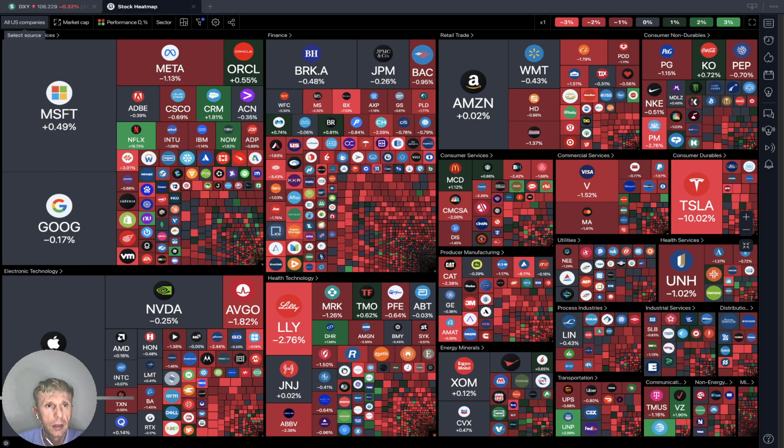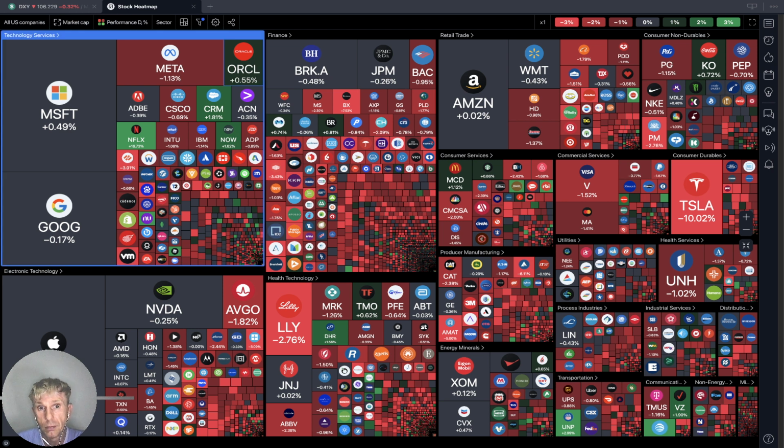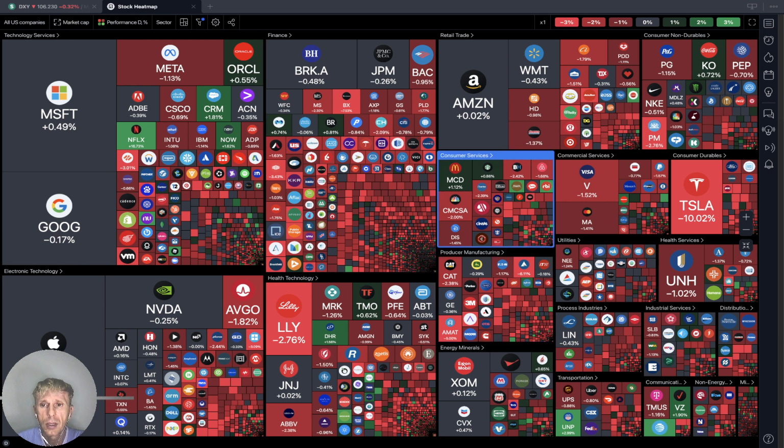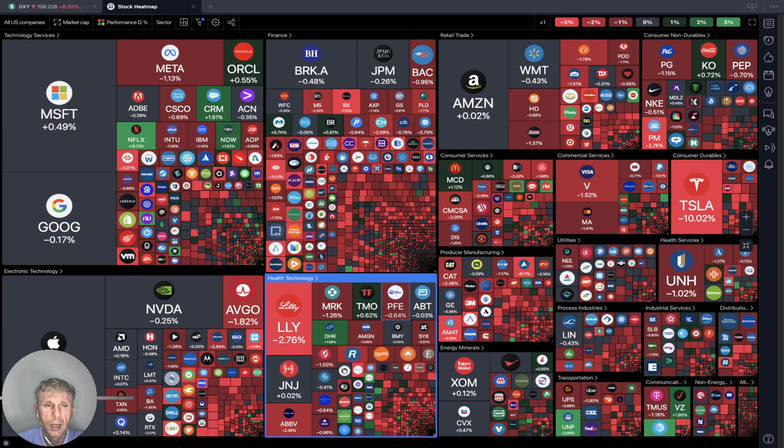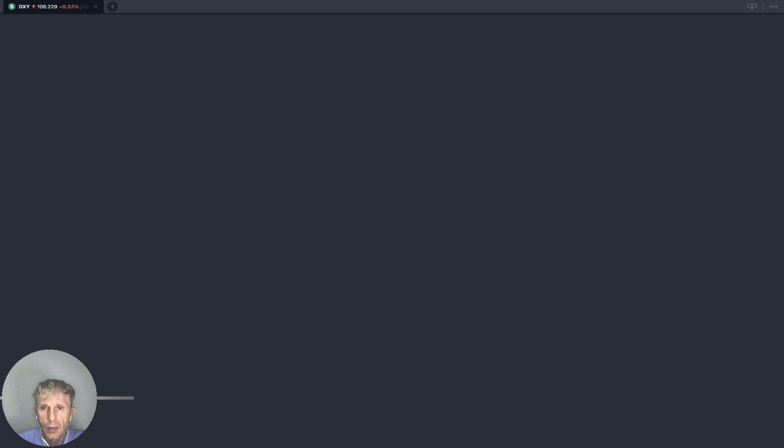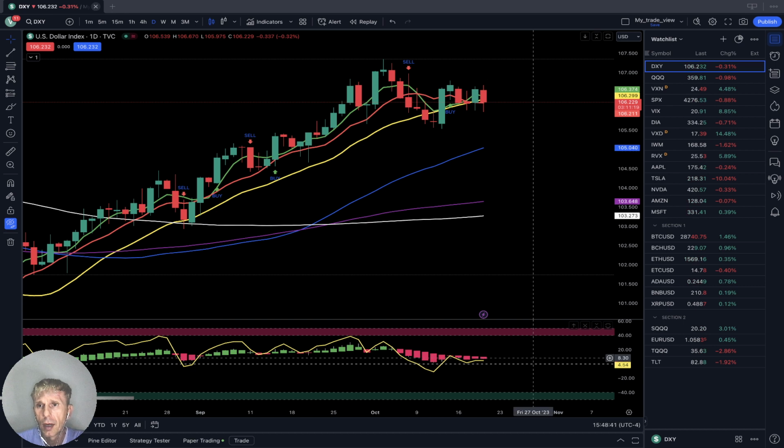Okay, stock market heat map. All USA companies based on the market cap and daily performance. Looks like everything red. Everything red, right? It means still bearish. Now let's move to my watch list and we will do technical analysis review.